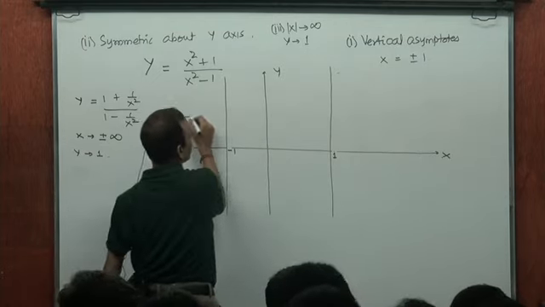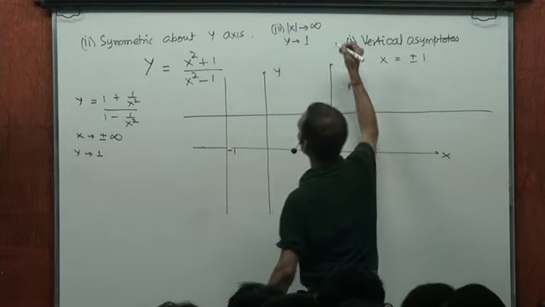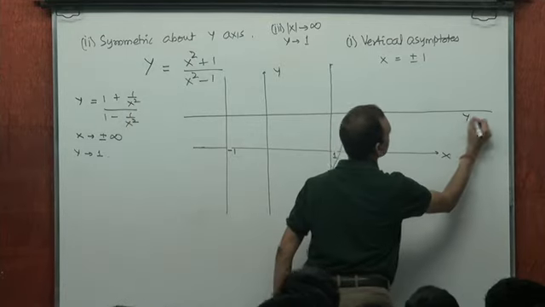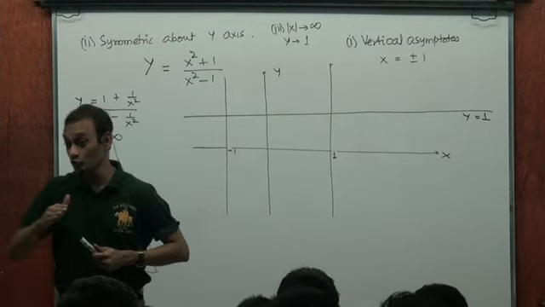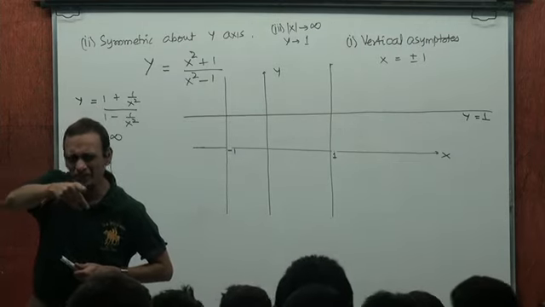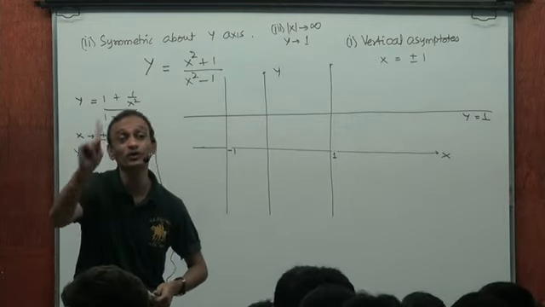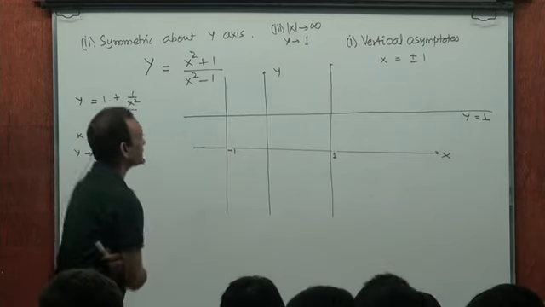So, let me draw the line y equal to 1. This is the line y equal to 1. That means when x becomes very large, the curve comes closer and closer to y equal to 1. Therefore, y equal to 1 should be looked upon as a horizontal asymptote, right?